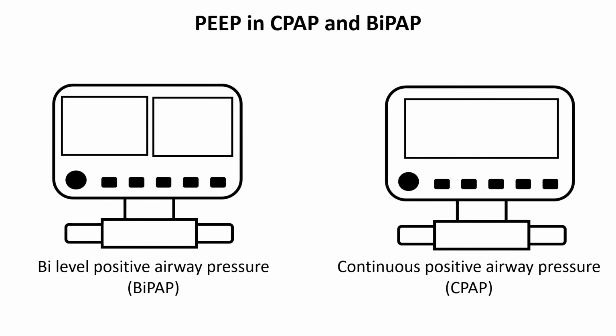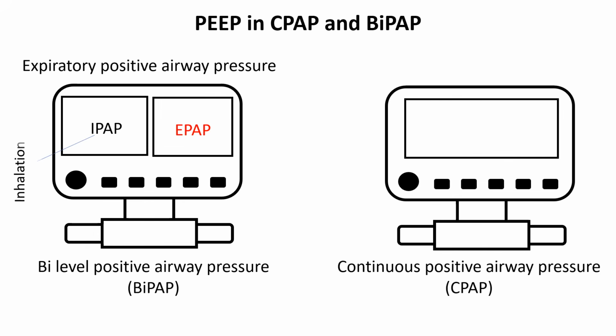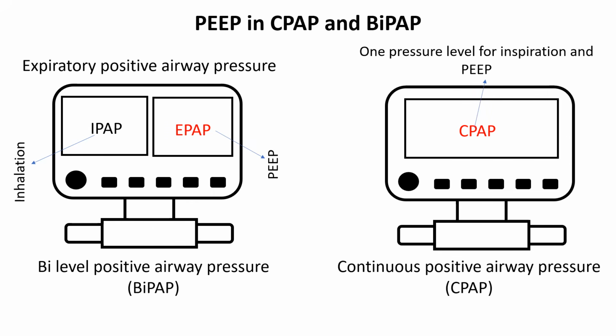PEEP is known by different names in non-invasive ventilation. In BiPAP, a mode that delivers two pressure levels, it is referred to as expiratory positive airway pressure. BiPAP provides a higher inspiratory positive airway pressure to assist inhalation and a lower EPAP to keep the airways open during exhalation. Continuous positive airway pressure, on the other hand, delivers a single continuous steady pressure throughout the respiratory cycle. This constant pressure prevents airway collapse, functioning similarly to PEEP during exhalation.